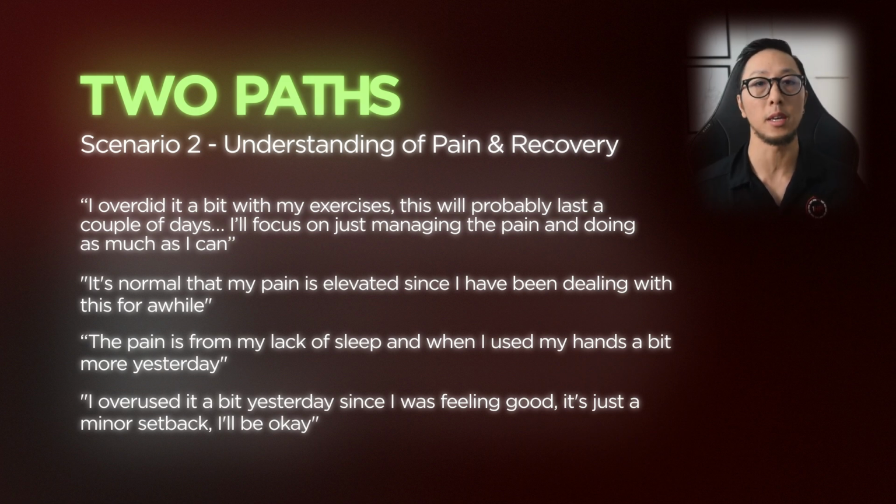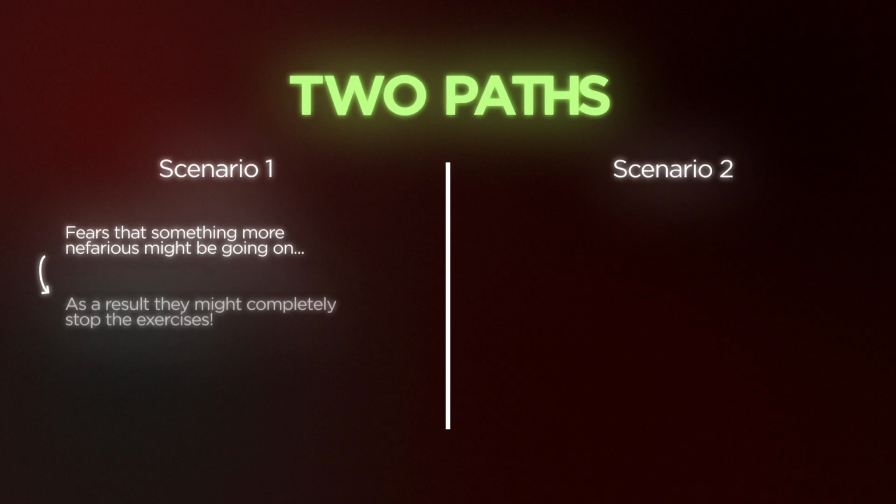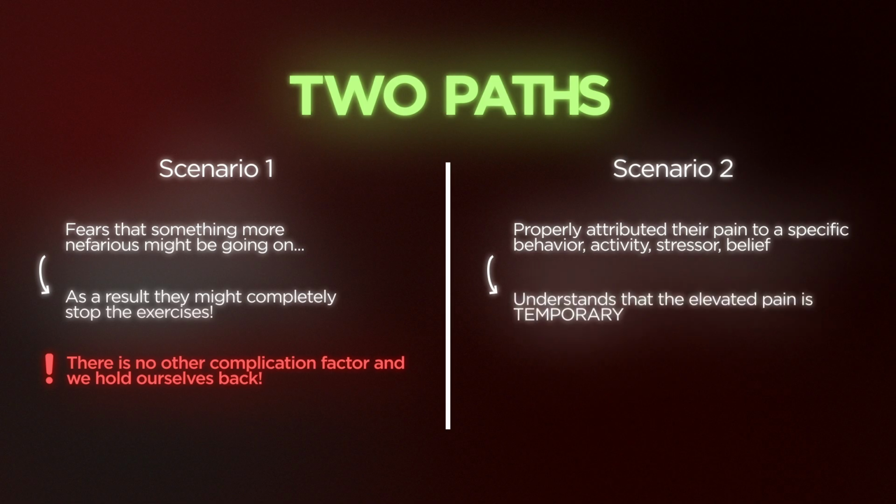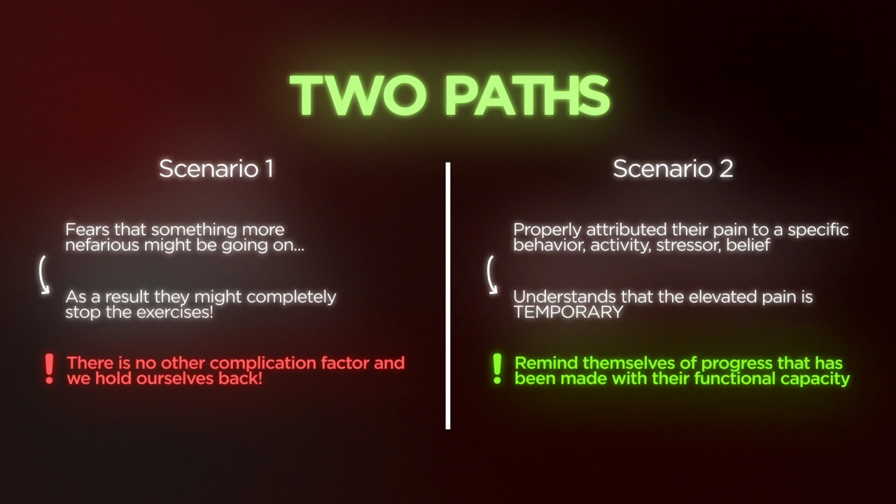I'm gonna be okay. In this scenario, the individual has properly attributed their pain to a specific behavior, activity, stressor, belief, and understands that the elevated pain is temporary. They remind themselves of the progress that they've made with their functional capacity, rather than focus on how bad the pain is. And this is extremely important. The measure of progress should be on function, or how much you can participate in your activity, rather than how bad the pain is.